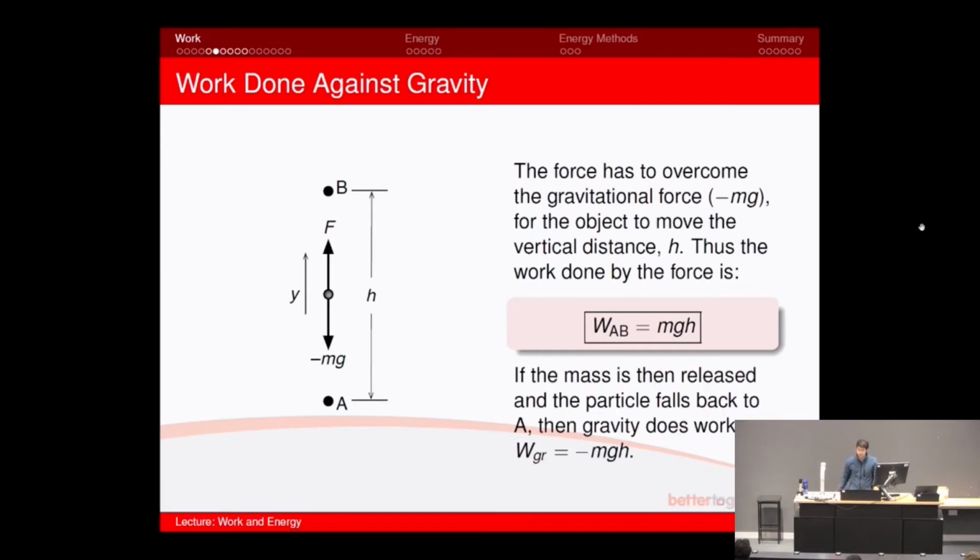So if the mass is then released, it will accelerate downwards, and then you can calculate the work that gravity is doing on this particle as negative mgh. Right, because the direction is downwards, that's why it's negative. Lifting the object, the force is upwards, that's positive, so your work will be a positive value.